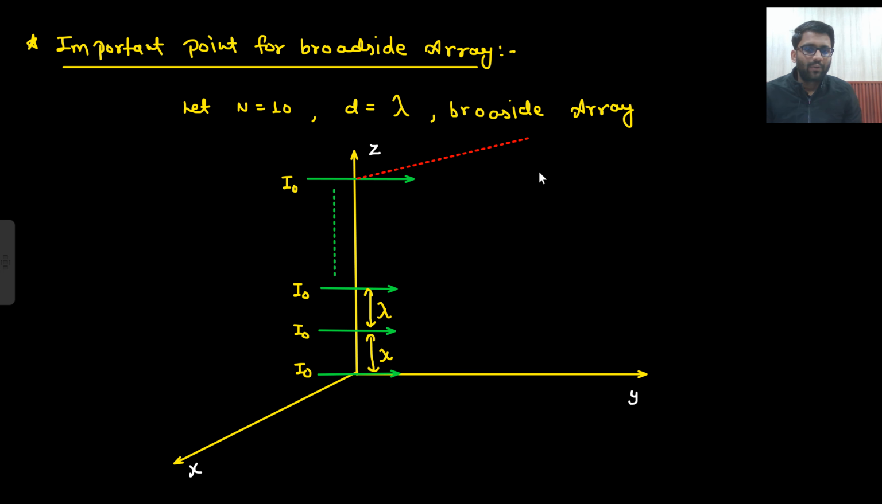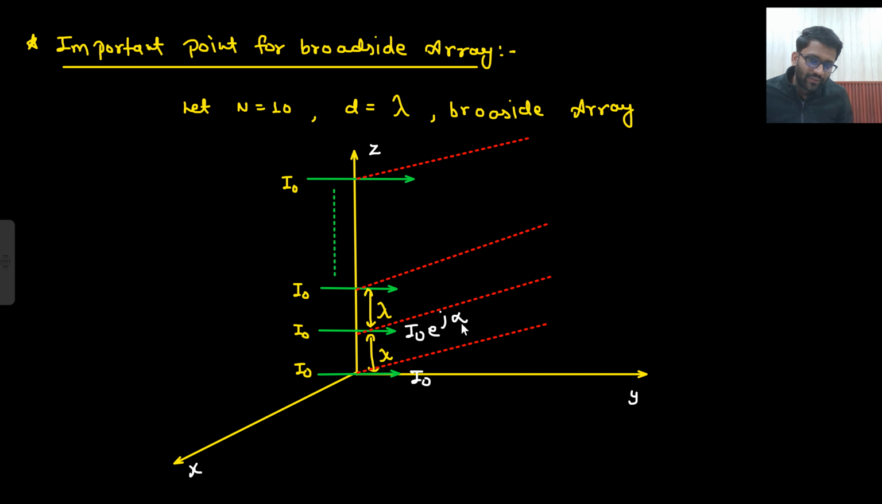So for finding the array factor, what are we going to do? The spacing between them is uniform, that is lambda, and all have currents which are phase shifted by alpha. So here the phase shift will be 9 alpha, right? Because for the second element it is alpha, for the third element it is 2 alpha, so for the 10th element it will be 9 alpha, and all are spaced at a distance of lambda. So let's try it out.